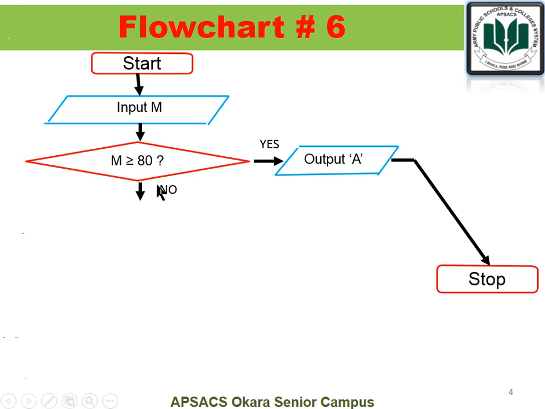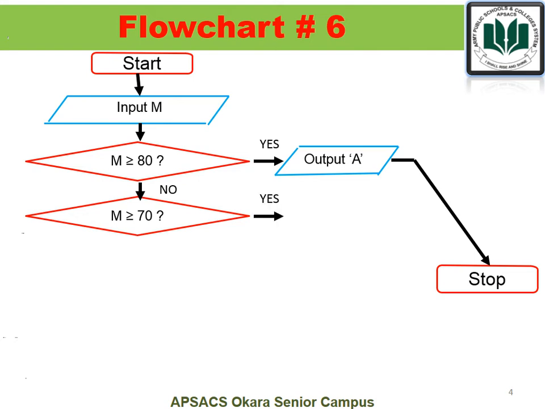I have already told you that there are two steps which are made from the decision symbol. One is yes and one is no, or you can say one is true and one is false. So in this case we will again compare the marks. If the marks are greater than or equal to 70 and this condition is true, then output B, and ultimately go to the last step, stop.